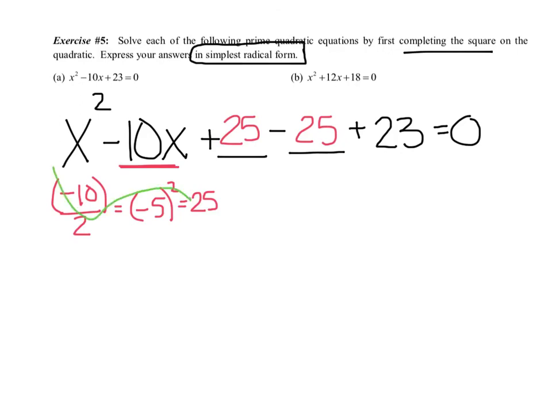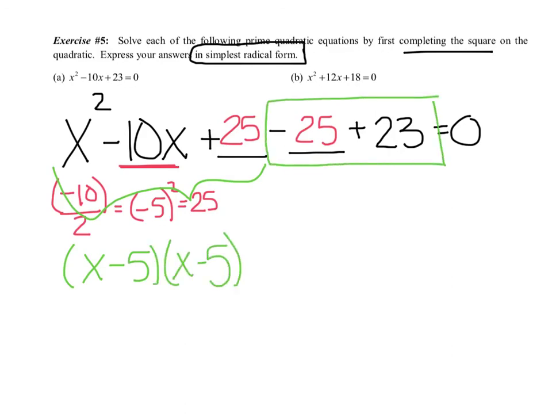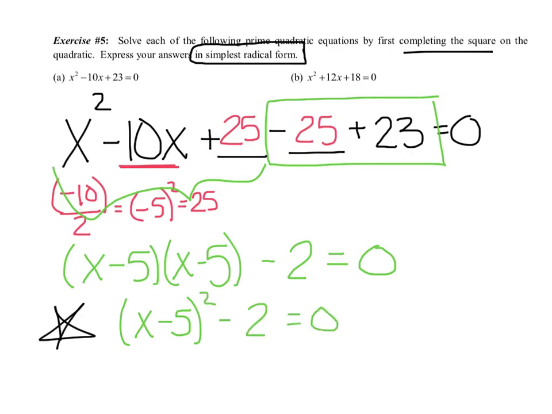And then I'm going to take these three terms, and I'm going to rewrite them as a perfect square. X minus 5 times x minus 5. I'm going to take these two terms and add them together. Negative 25 plus 23 is negative 2. All right, so I can say this is x minus 5 squared minus 2. Now here's where the new part comes in. Up to that, that's the old stuff. Now we're actually going to solve for x. This is the new stuff. We're going to solve this equation for x.